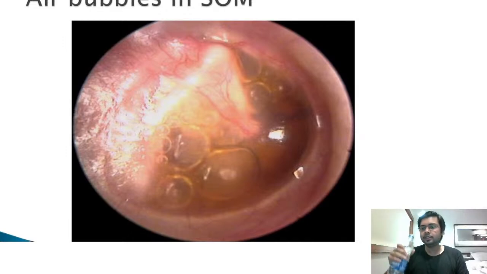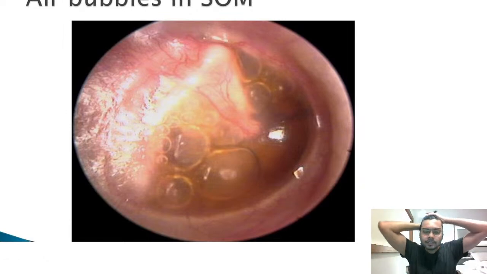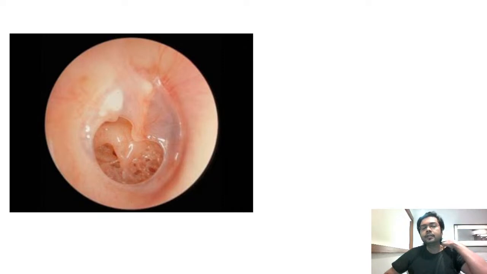So what is this condition clinically? First of all, try to see what all you can see here. In this otoscopic picture you can see multiple air bubbles and some air fluid level. So yes, it is not ASOM, but it is otitis media with effusion. Yes, it is air fluid levels which you can see. Okay.